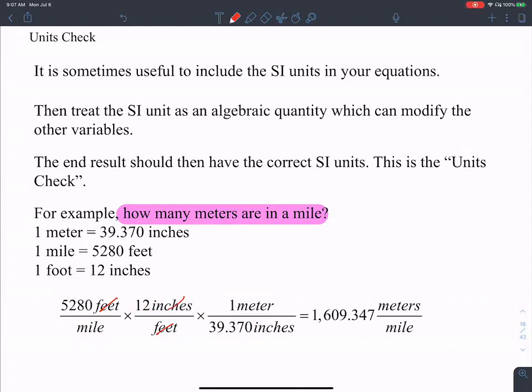I can cancel the inches here and here. When I do the math, I'm left with 1,609.347 meters per mile. So from the known quantities, I know for a fact that 1 meter is 39.37 inches, and 1 mile is 5280 feet, and 1 foot is 12 inches. I put together all of these pieces of information to arrive at the number of meters in a mile.